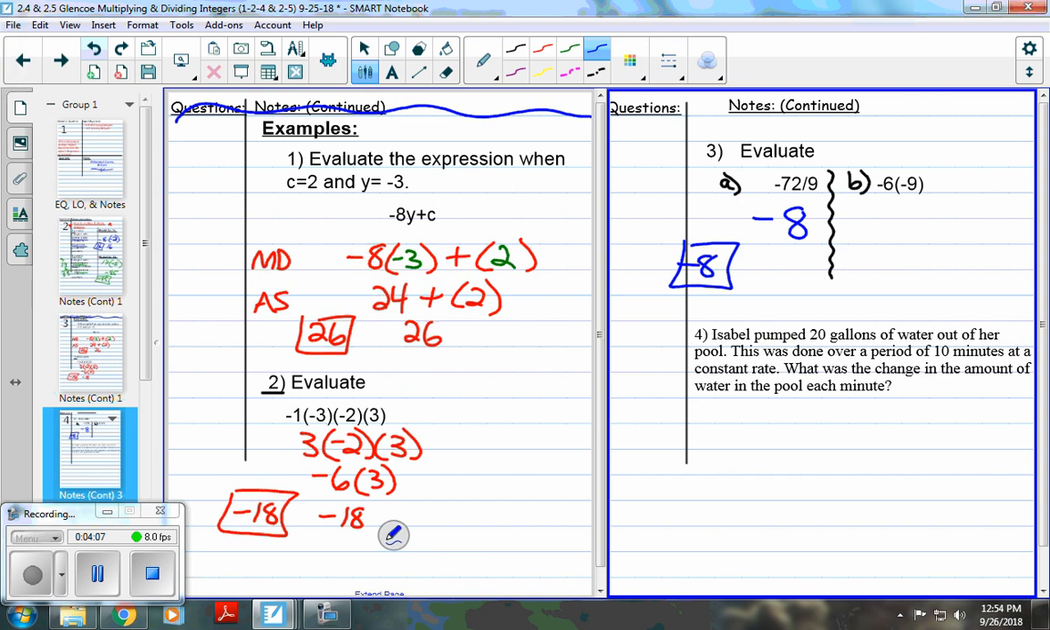Okay, 3b, -6 times -9, both negative. That means our answer is a positive solution. We have 54. Remember, every example we do, you should actually be reading about what to do in the steps as you go forward. I did not do a very good job of modeling that in this video lecture because I'm trying to save time.